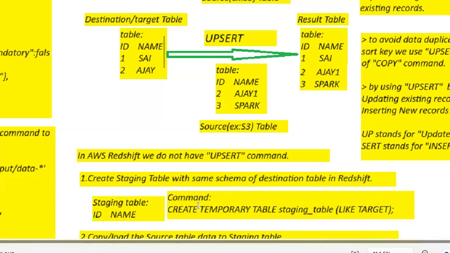So if you want to create a temporary table, write this command: create temporary table, and whatever table you want to create, you need to provide that name here. Since I am expecting to create a staging table, I provided staging table. Whatever schema you want, you need to provide that table name here. Since I am expecting the target table, write target here.